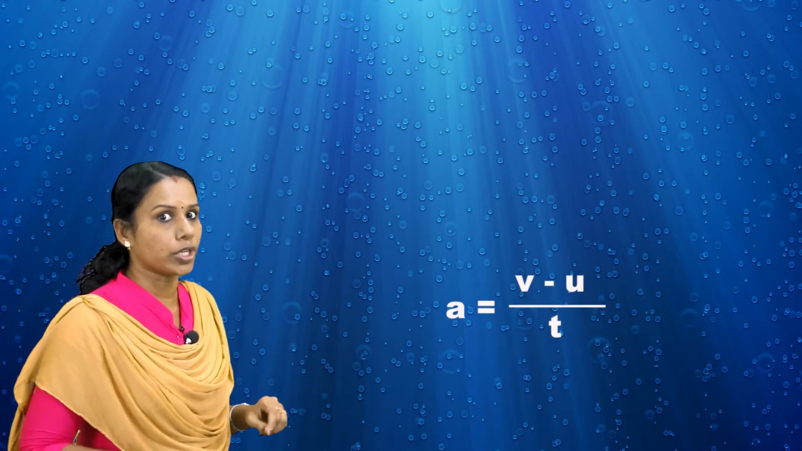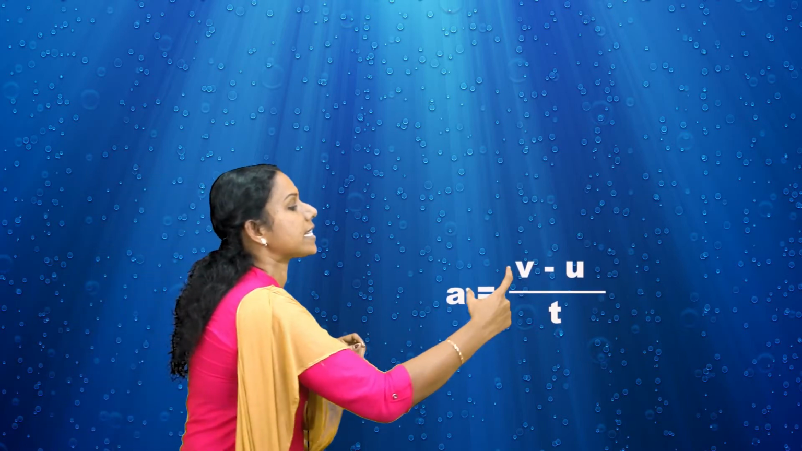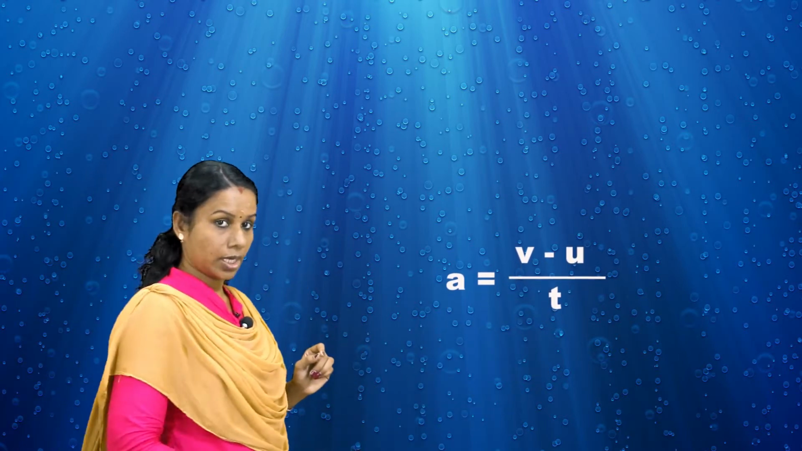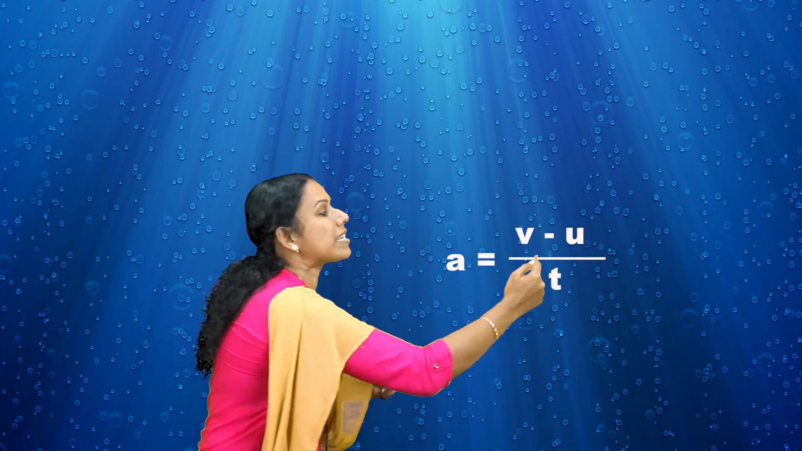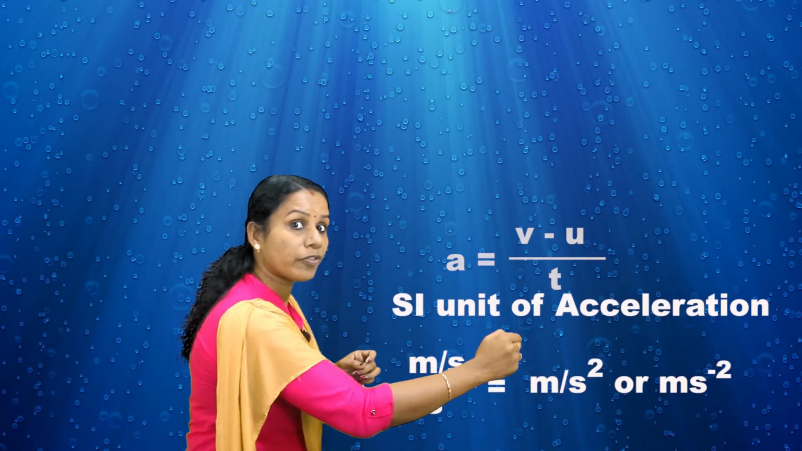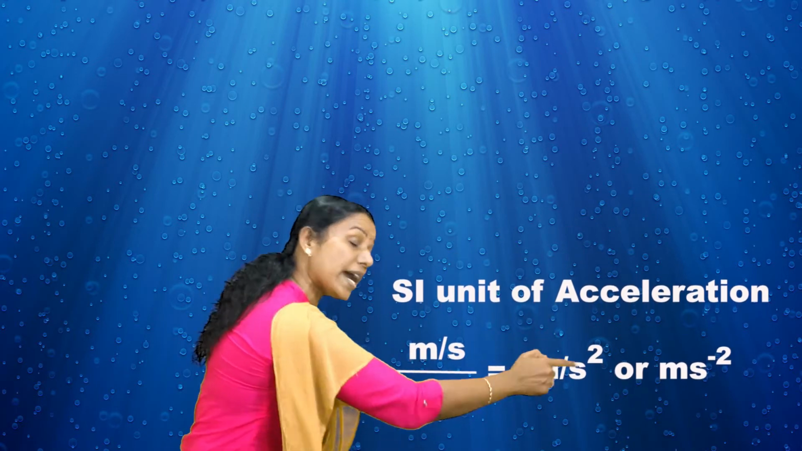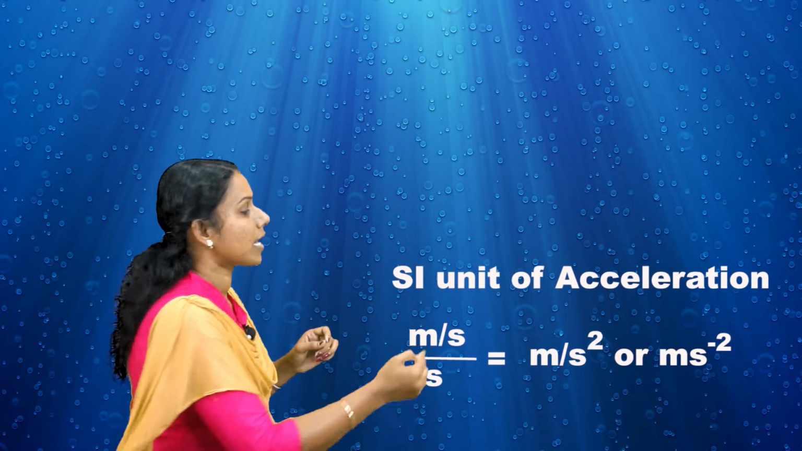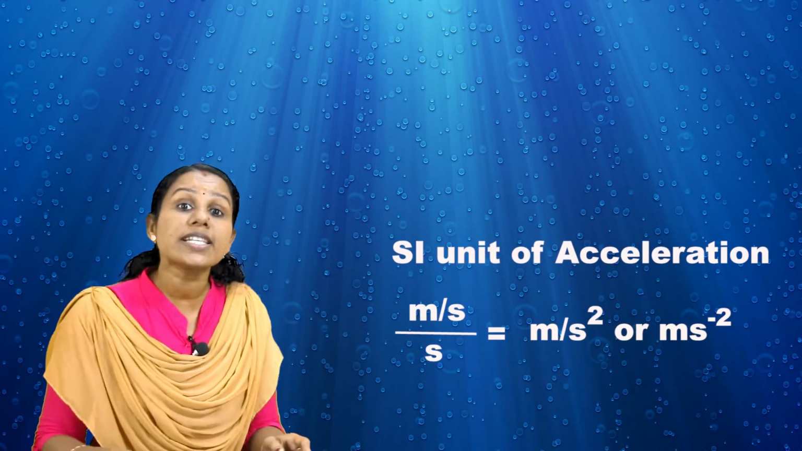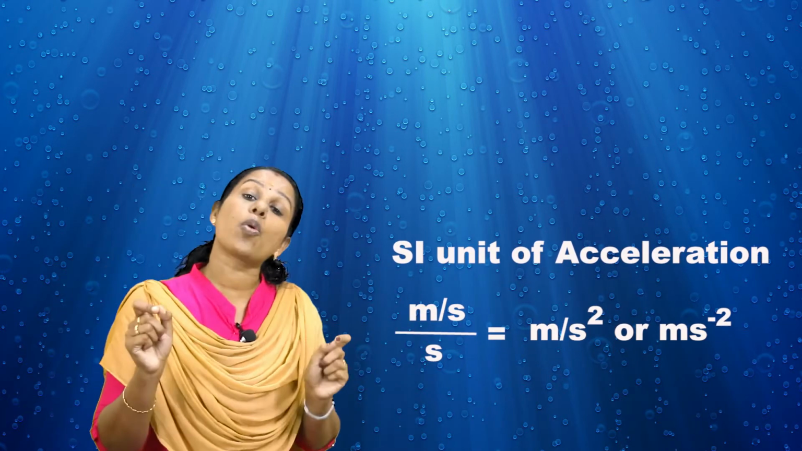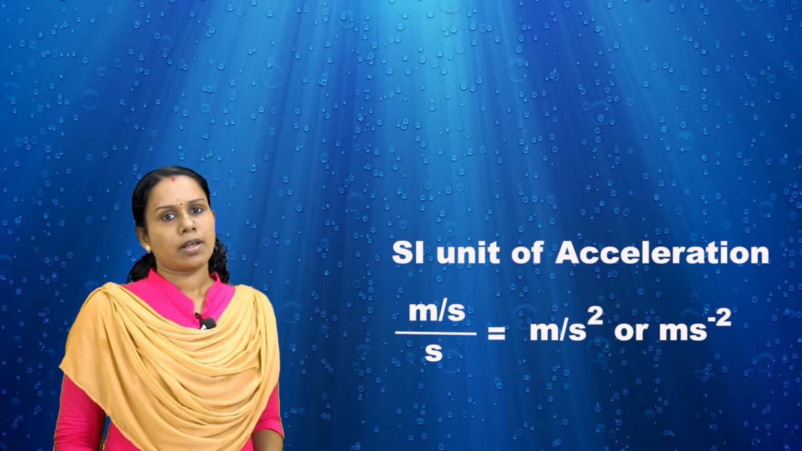Then its SI unit. Acceleration is change in velocity by time. The quantity in the numerator is velocity, so its unit is meter per second, divided by the unit of time, seconds. Meter per second by seconds. So the unit is meter per second square. The unit of acceleration is meter per second square. Okay, so acceleration and its units.